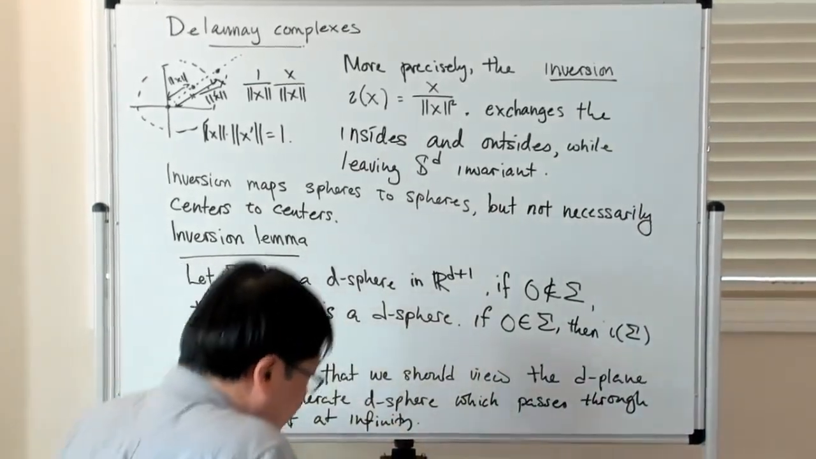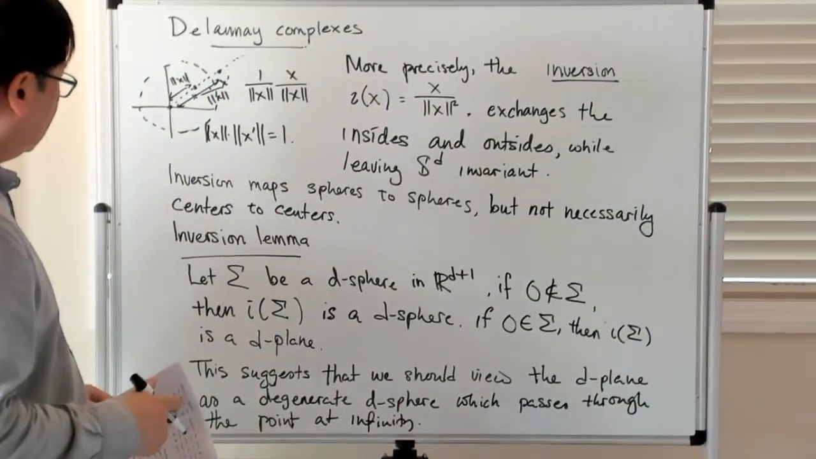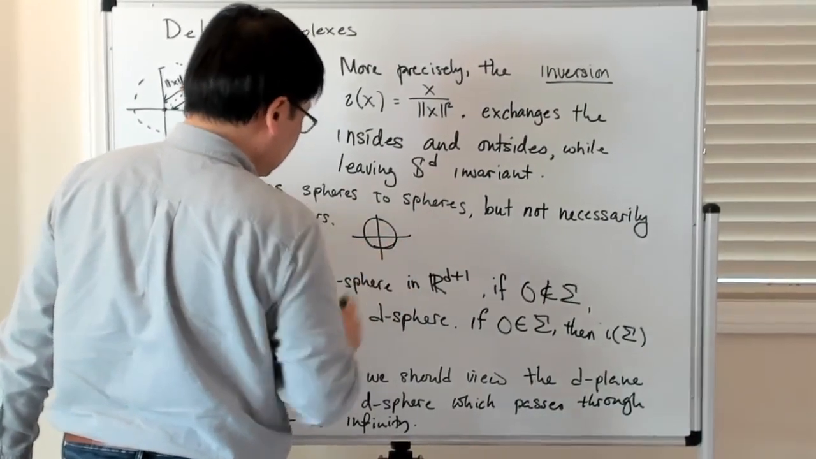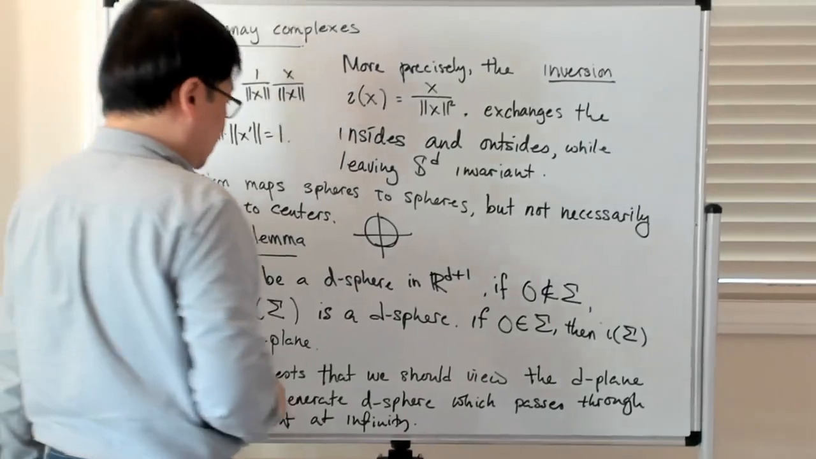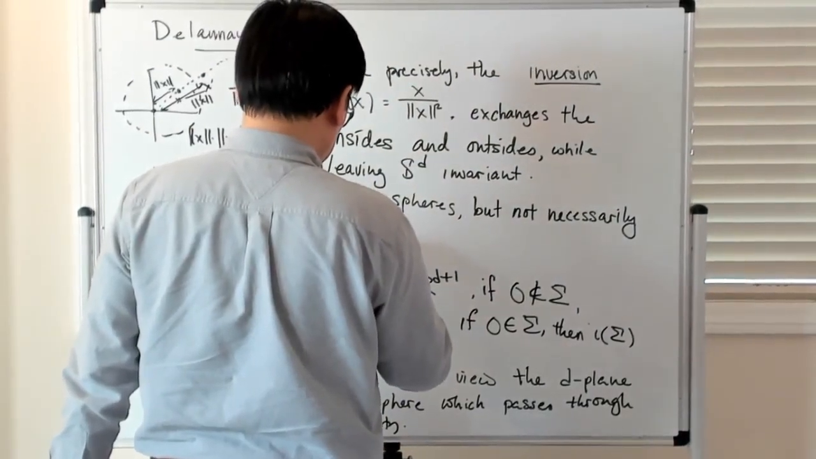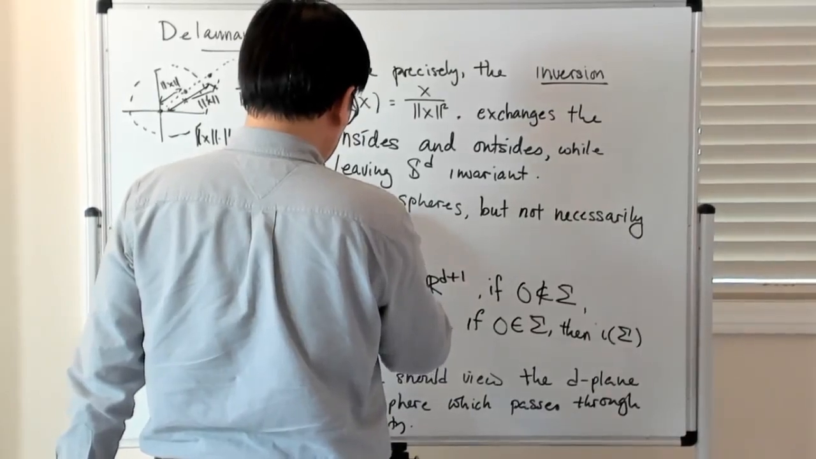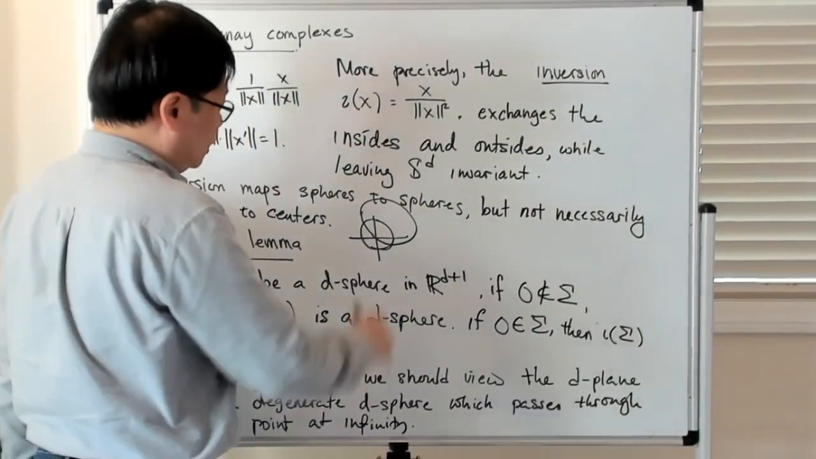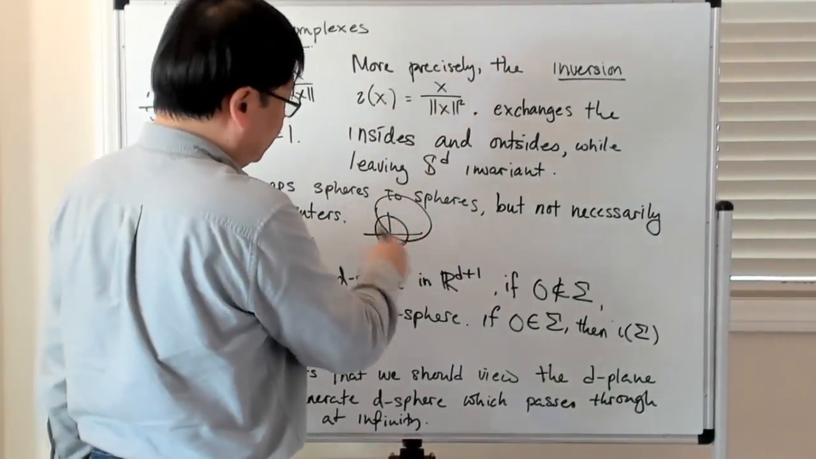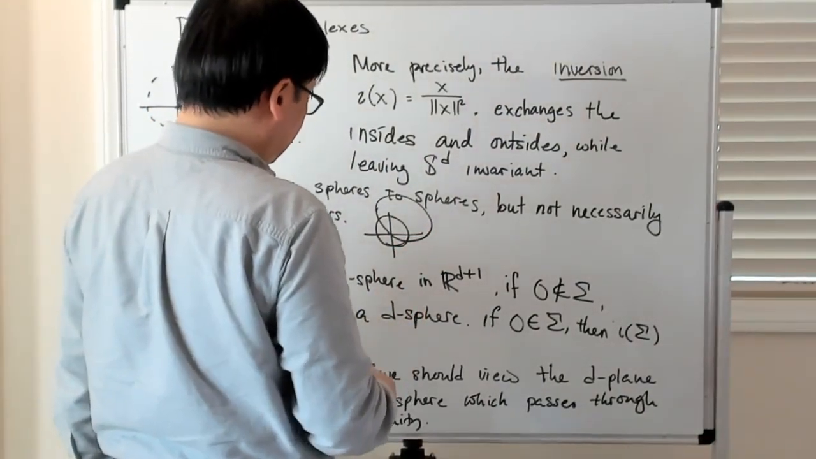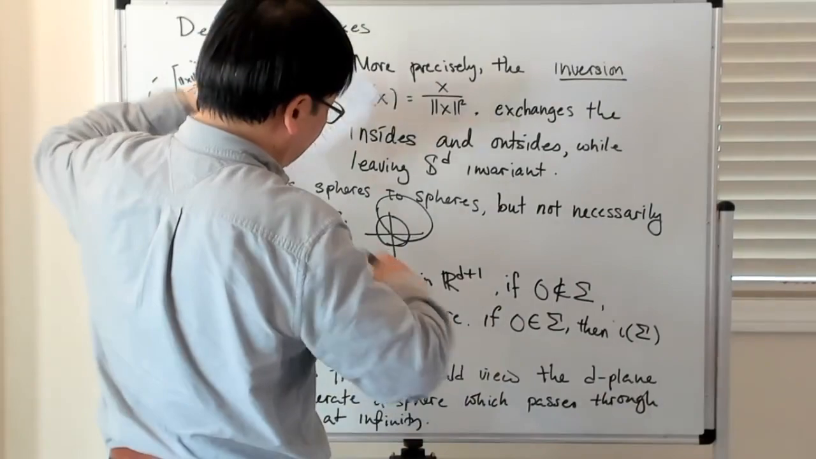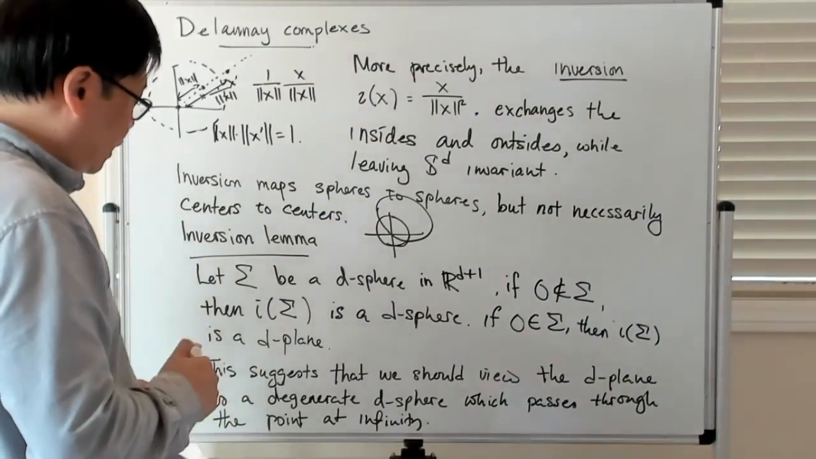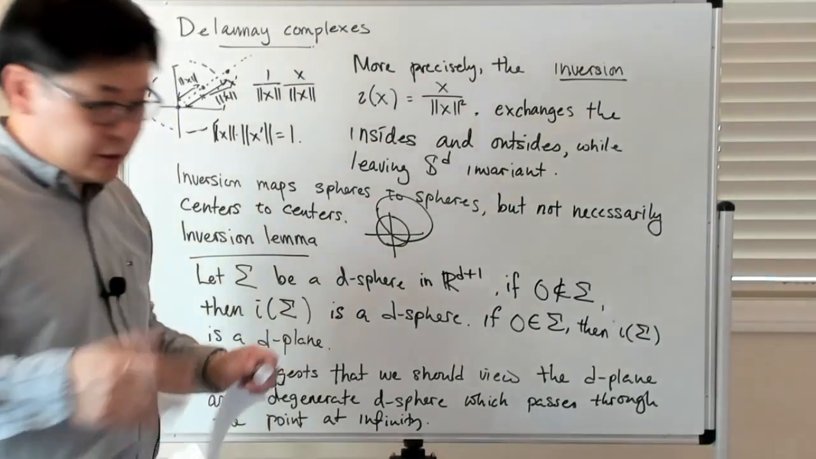Okay, so the basic idea is that sphere inversions keep the unit sphere fixed, and if you have another sphere which goes through the origin, then the image of that under sphere inversion is a plane, and you can think of that plane as eventually hitting infinity. Okay, all right. So let me just stop here for now.